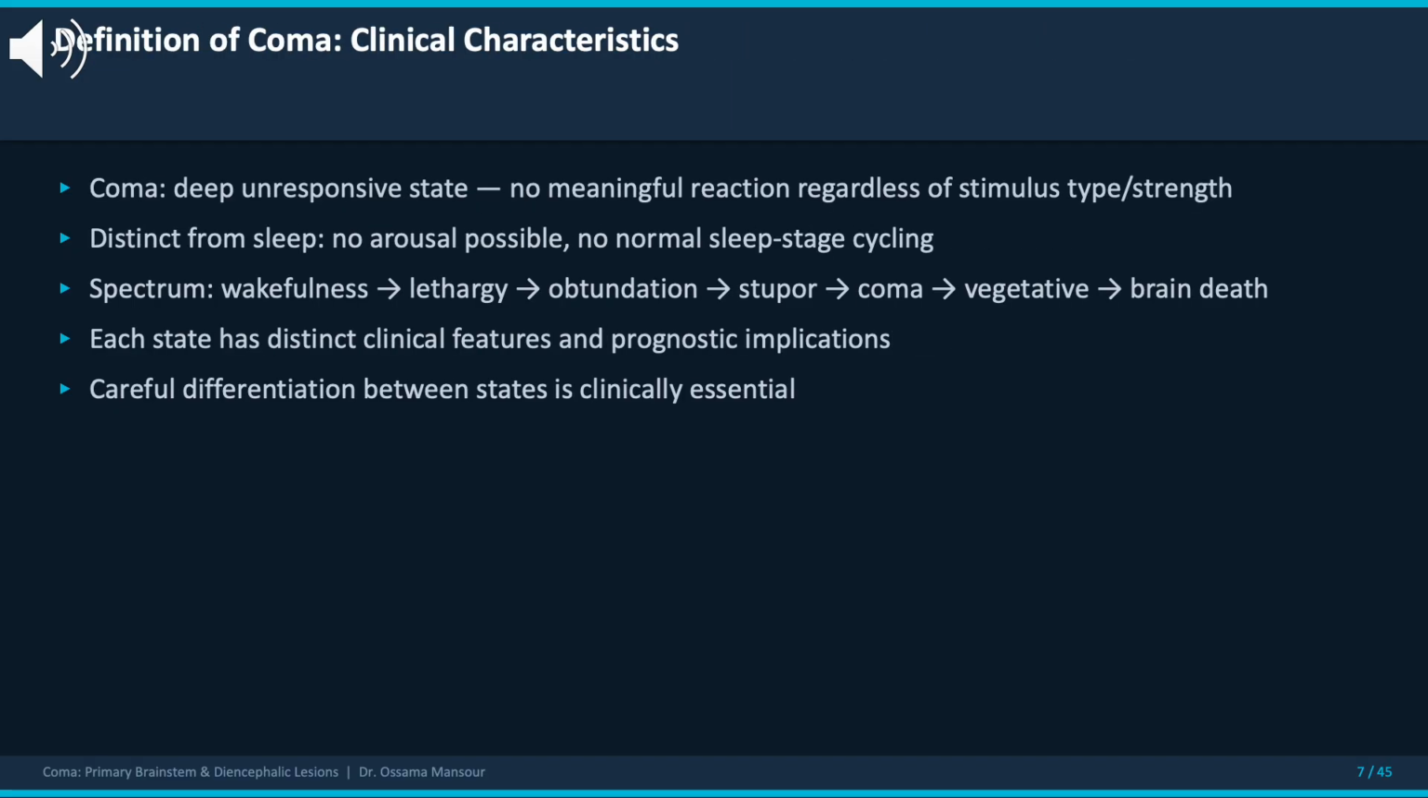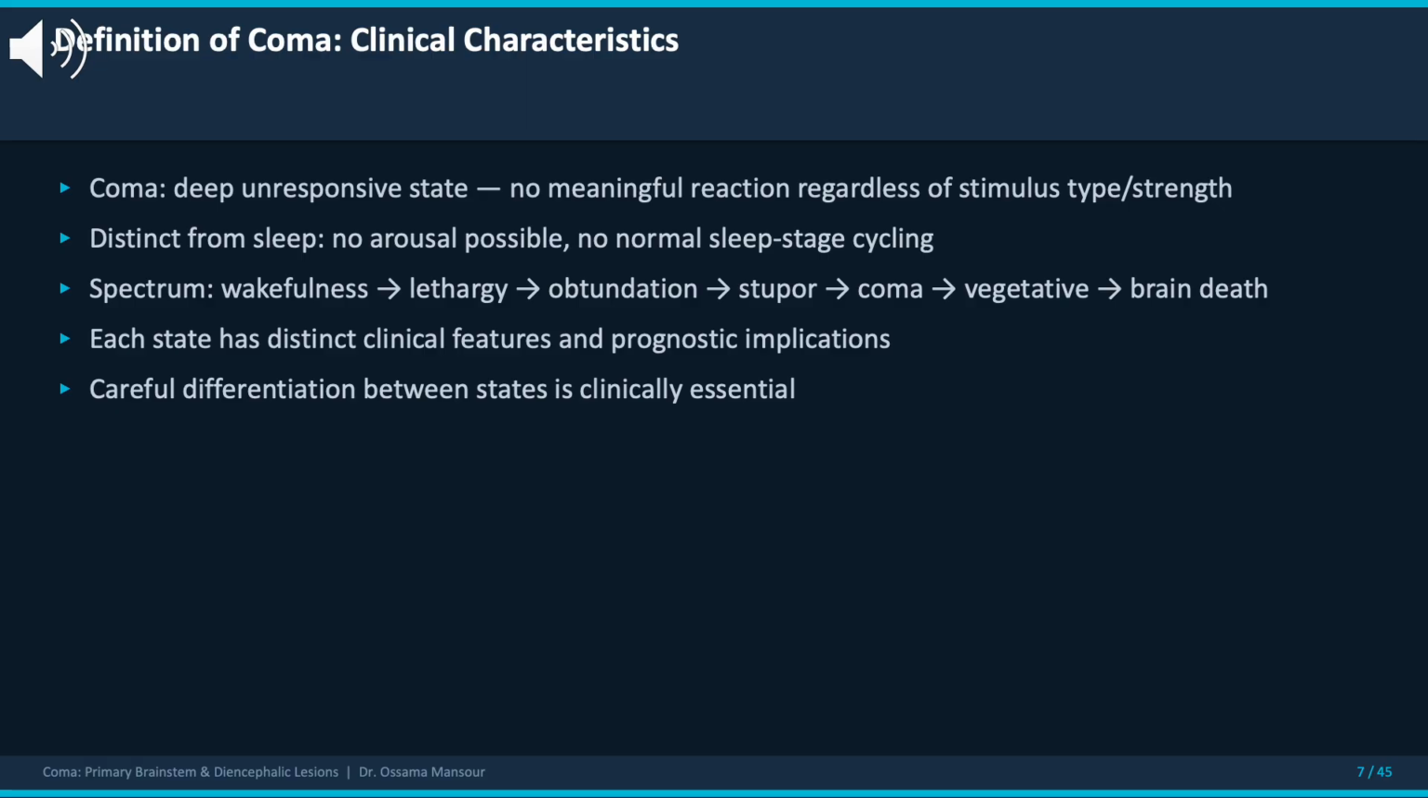Now let's turn to the clinical manifestations of disordered consciousness, beginning with the precise definition of coma. With regards to the spectrum of different levels of arousal, coma represents a deep unresponsive state from which, regardless of the strength or type of stimuli applied, no meaningful reaction can be elicited. This is not mere deep sleep from which a person can be aroused, nor is it a state of fluctuating responsiveness. Coma is characterized by persistent, profound unresponsiveness.